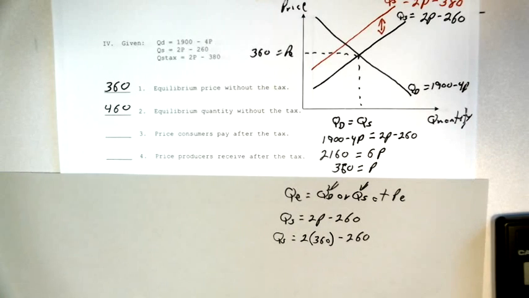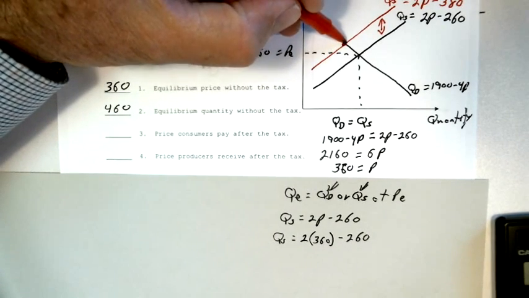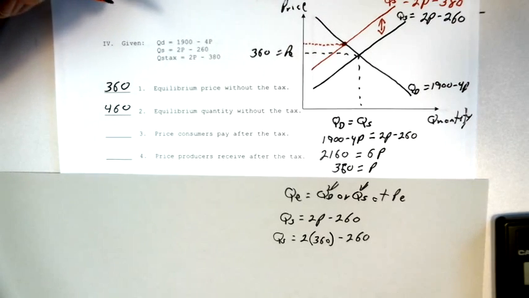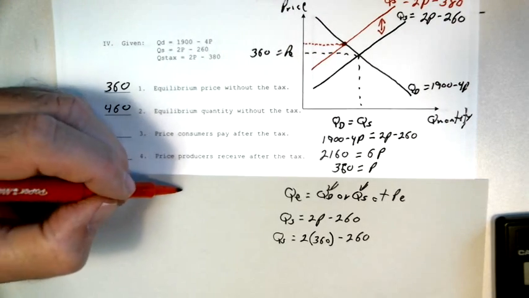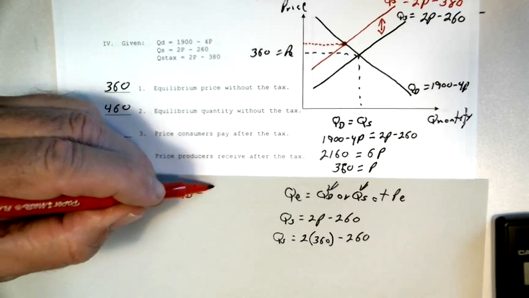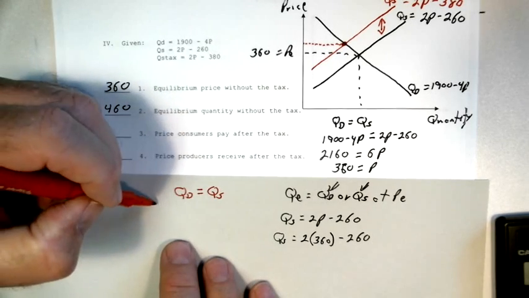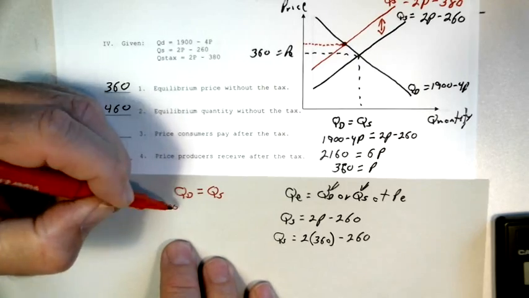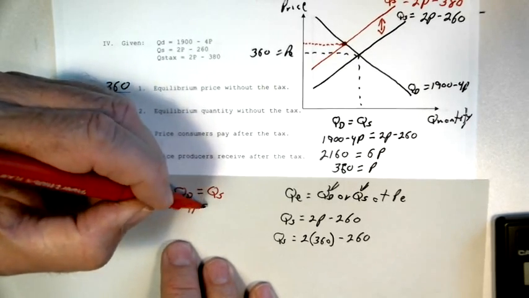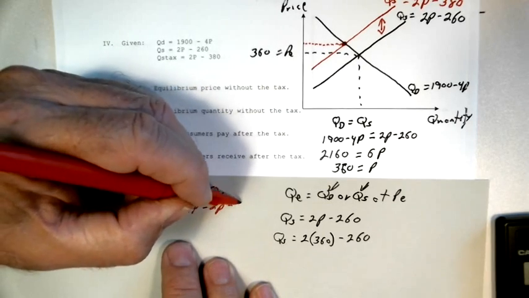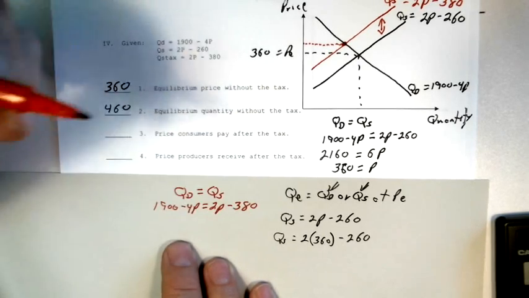So the technique of finding the new equilibrium price, which we're calling the price consumers pay, is exactly the same as before. You just set the quantity demanded equal to the quantity supplied. So the quantity demanded is no different. It was 1900 minus 4p equals the quantity supplied, which is now 2p minus 380 because we got a different supply equation.